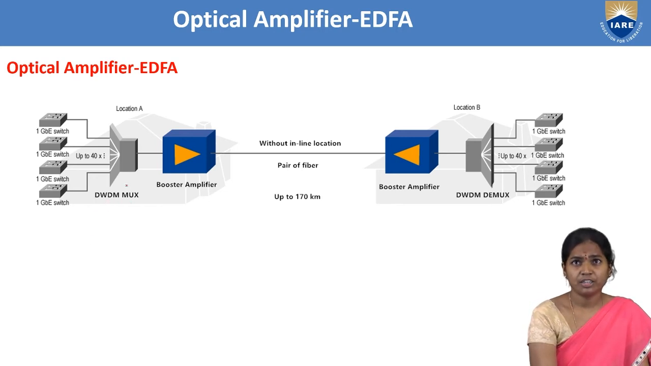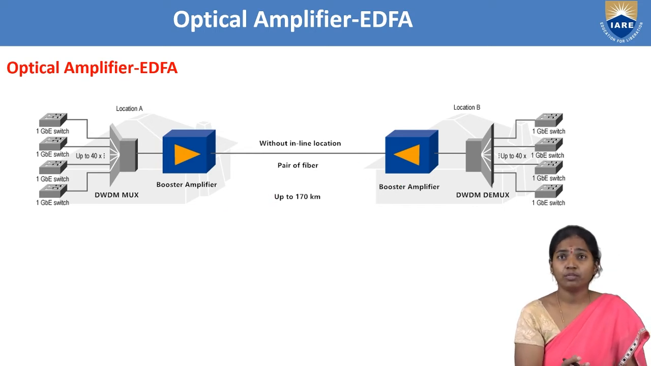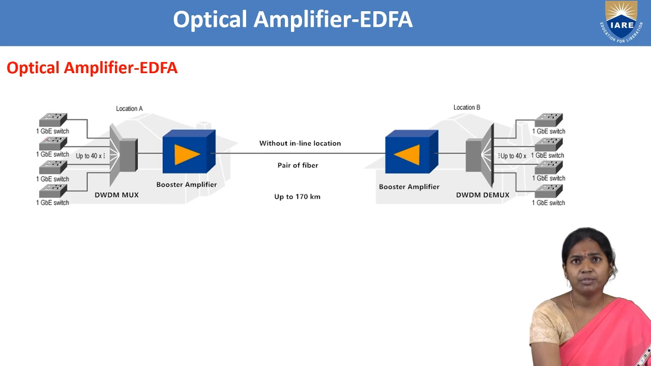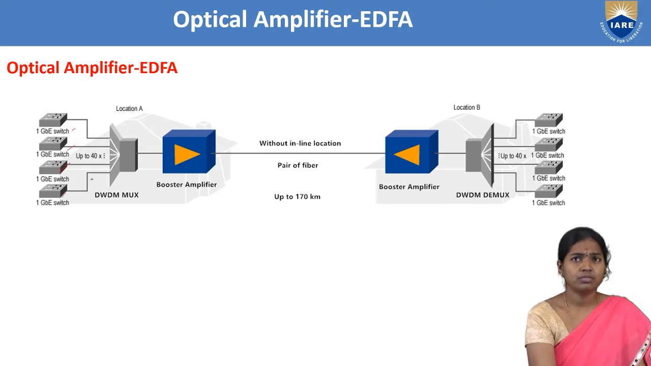Dense wavelength division multiplexing, here location A, here location B. Here we are connecting, this is one booster amplifier, here also a booster amplifier. We are connecting this booster amplifier depending on location, depending on the length of the fiber. We are connecting here up to 170 kilometers. Observe here the first signal and second, third signal and fourth signal. So these are all switches, so up to 40 channels we are using here.